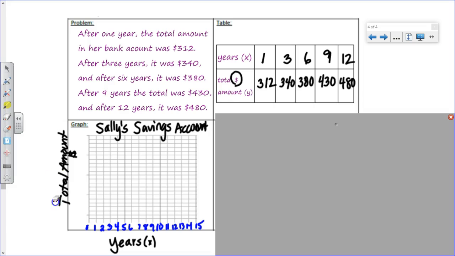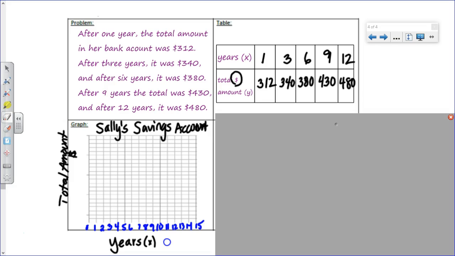So for going up, we need something from 0 to at least $480. What could we go up by here? Could we go up by $5, 10, 20, 30, 40, 100, 150? If we go by 100, that might be a real tiny chart because it would just go up to about $500. Let's go up by 50s. I think that would be good. So every 2 lines, write the number 100, then go 2 more and write 200, then go 2 more and write 300. Well, that's pretty short.